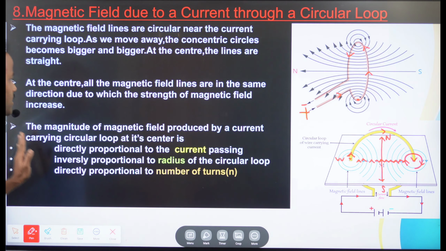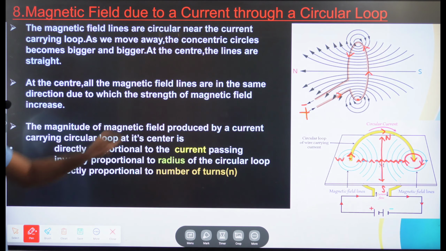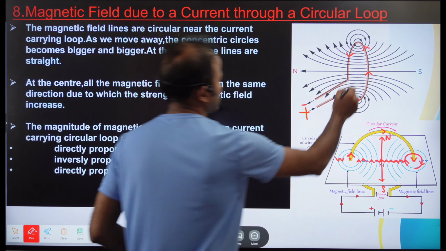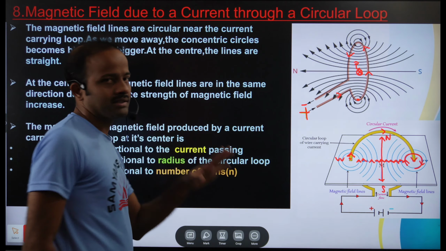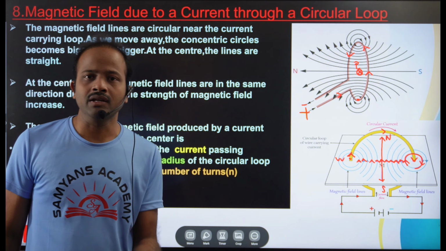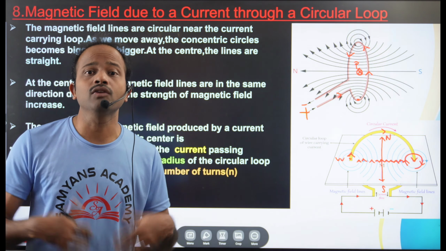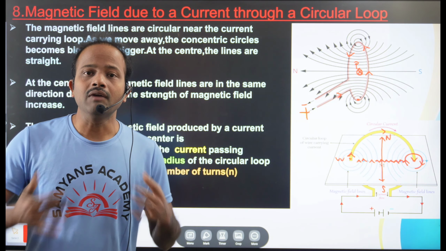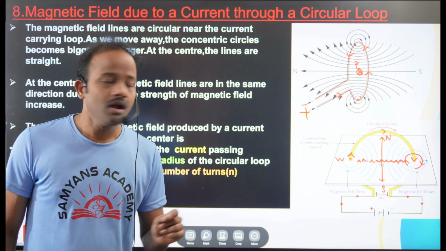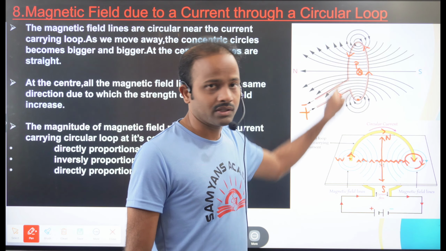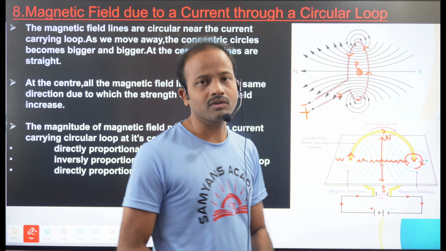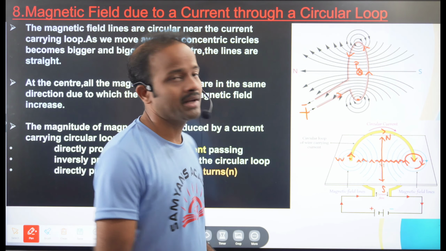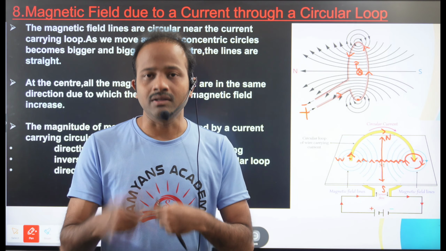Now the magnitude of the magnetic field produced at the center, when you take the center here, let us say this is a point P. At the center, the magnitude of the magnetic field we are taking. Magnitude means the value of the magnetic field. The value of the magnetic field depends on how much current is flowing through this circuit, and also it depends on the distance from the circular coil, and also it depends on the number of circular turns.